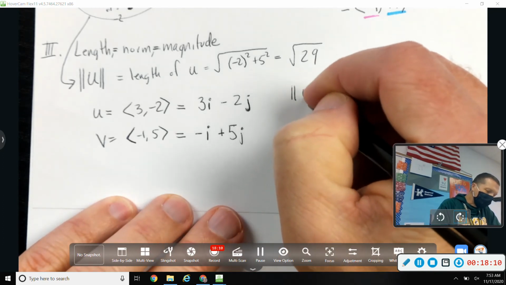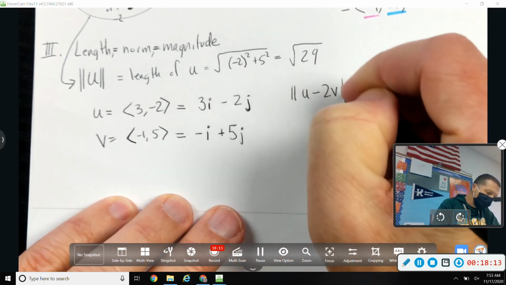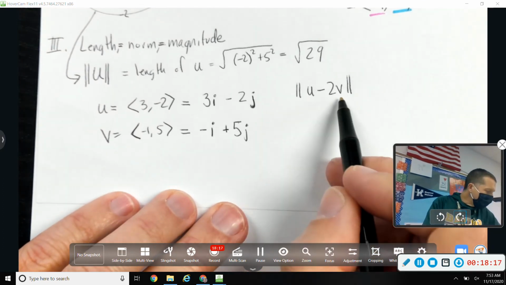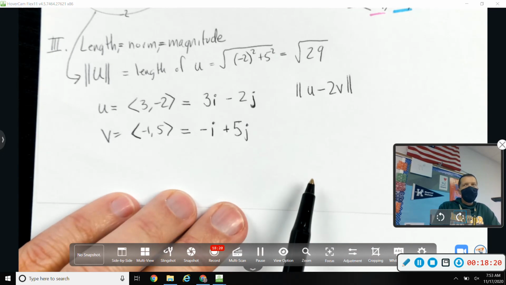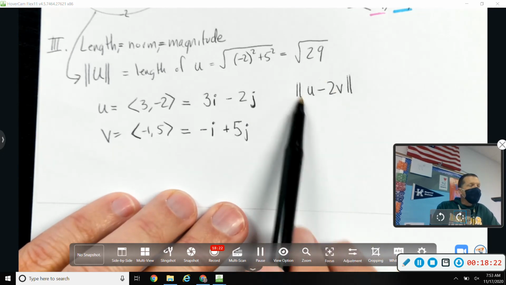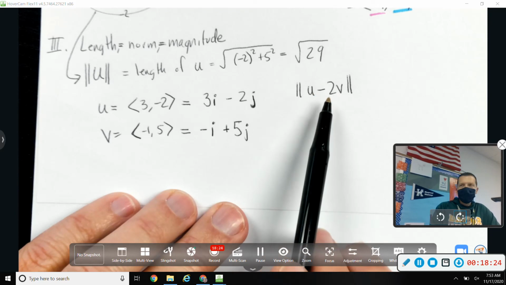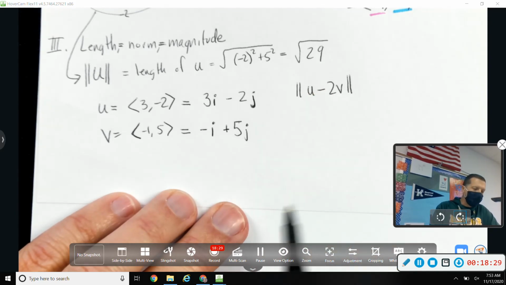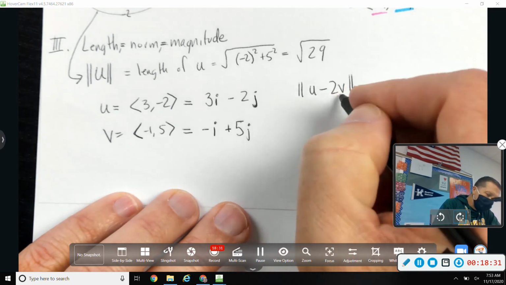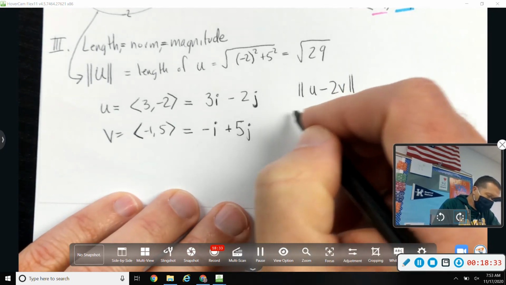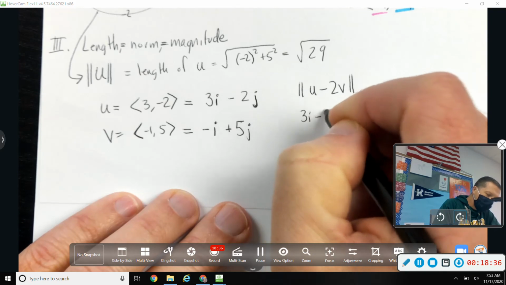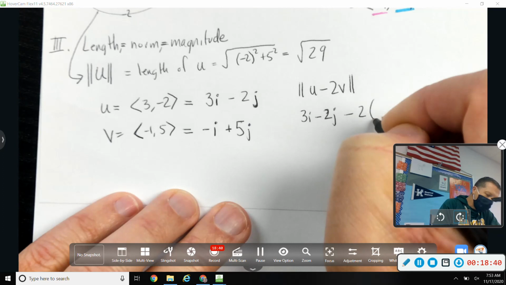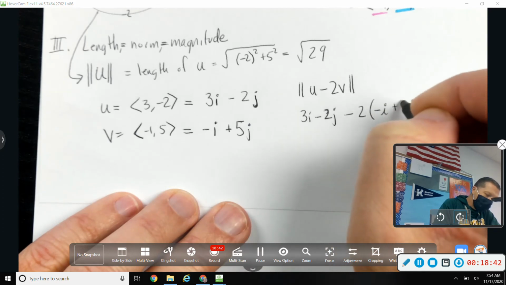All right, the last problem we're going to do is kind of put everything together. Let's find the length of U minus 2V. Now that means I need to find U minus 2V first and then take the length, right? Just like parentheses. Do the inside first and then we'll worry about taking the length. So U minus 2V, I'm going to do this one in ij format. 3i minus 2j minus 2 times -i plus 5j.